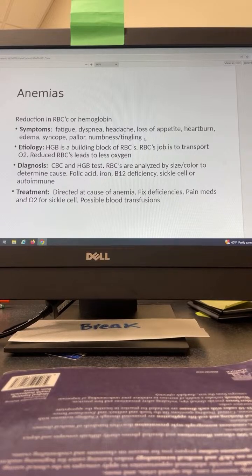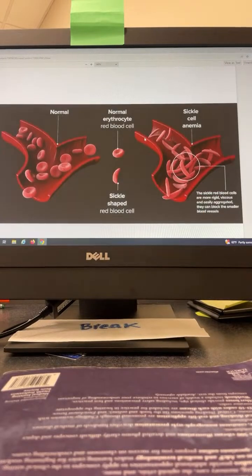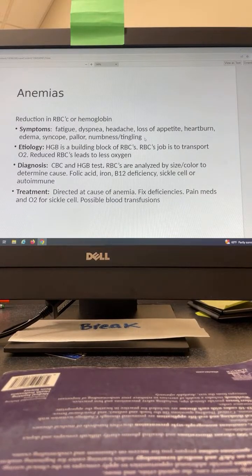There's also sickle cell. I don't know if you guys have heard of sickle cell disease before. You can see in this picture, in the middle, the shape of what a normal red blood cell looks like, the round one. And then underneath is a sickle, or crescent moon shaped, red blood cell. That's sickle cell anemia. Sickle cell anemia tends to be hereditary. It's more common in African Americans.